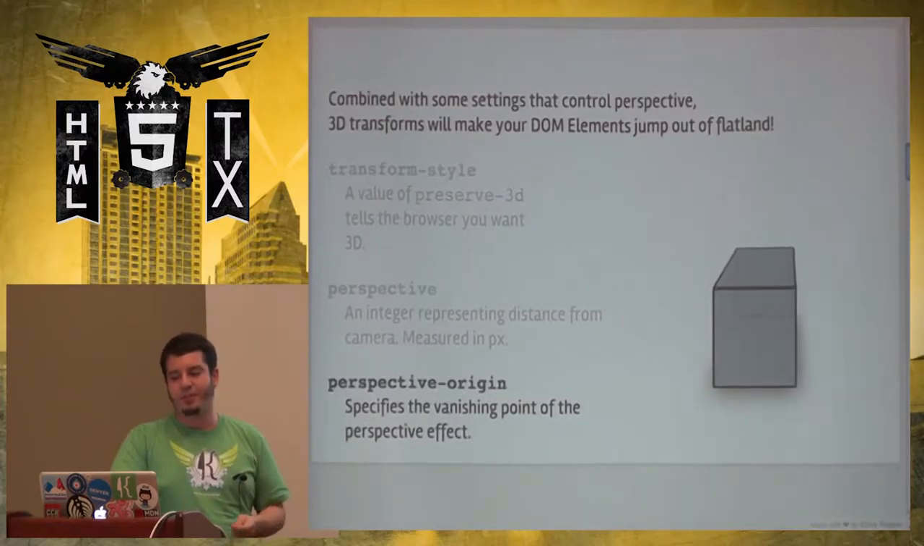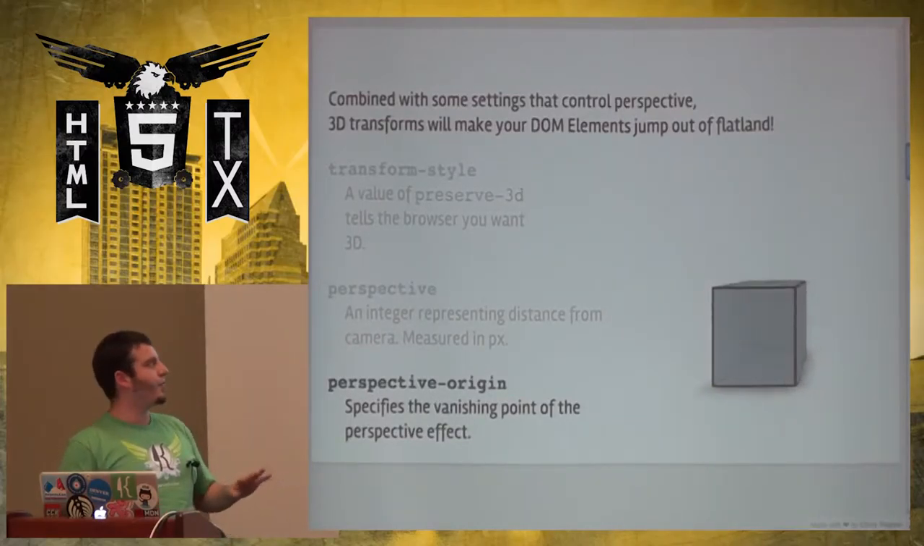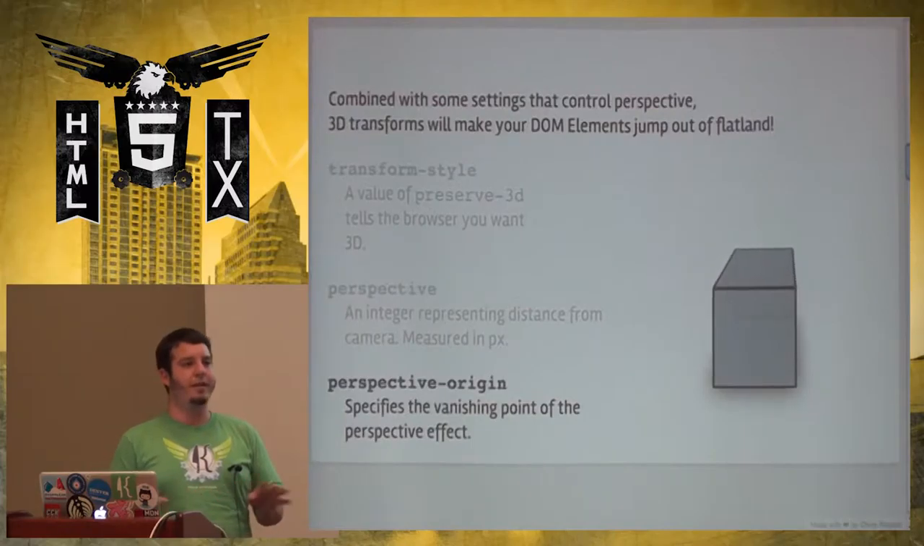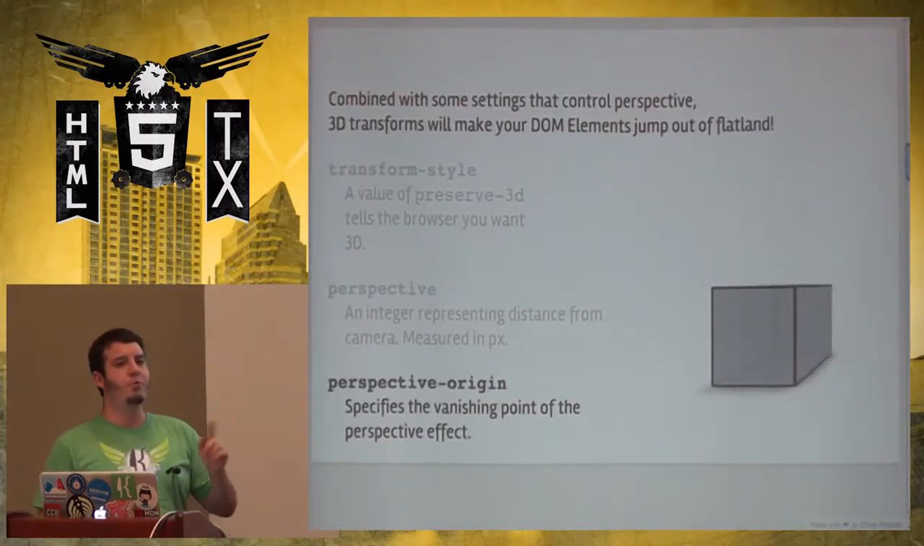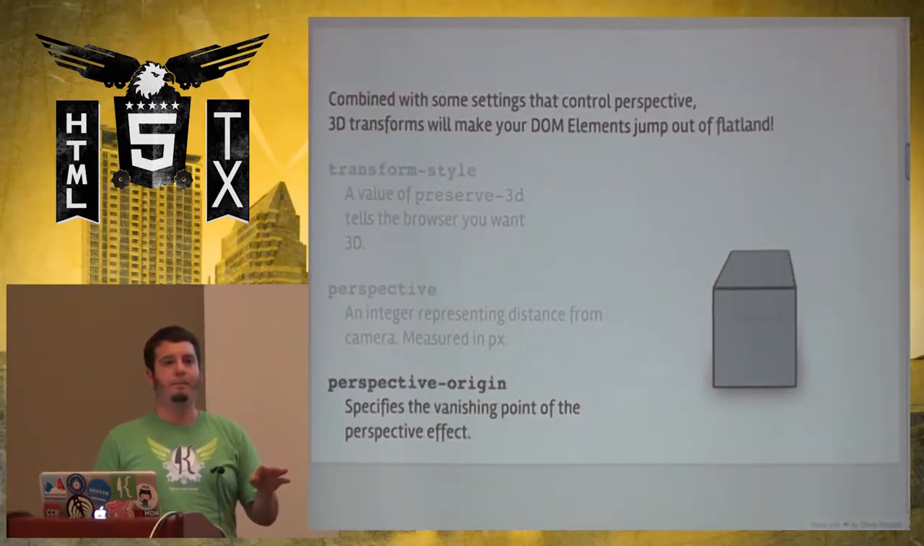And then there's perspective origin as well. So this cube is not transforming at all. I'm not rotating it or moving it. What I'm doing is I'm moving the vanishing point.